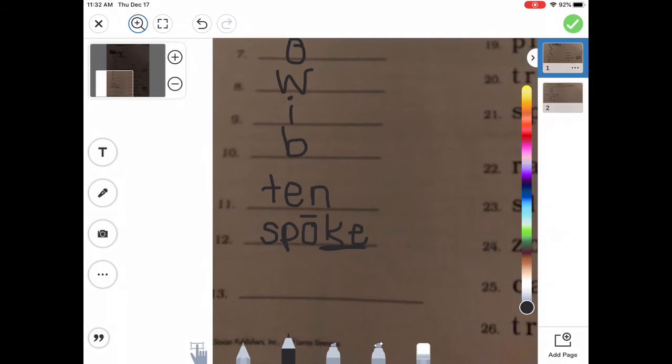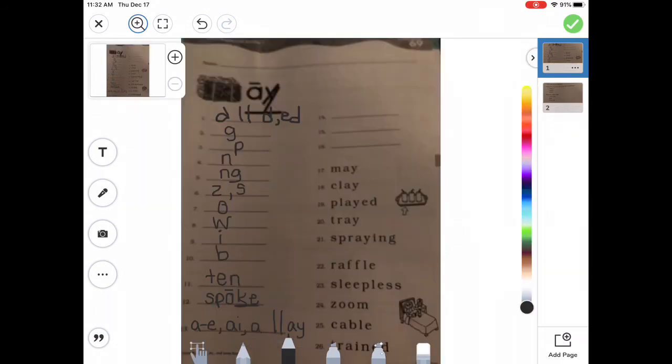All right, on number 13, we're going to write the ways that we can make the A sound, A. If I want to spell A, I can do A consonant E, comma, A-I, comma, and A. And then I also can do final A-Y. Remember, anytime you hear the A sound and it's the last sound in that word, we know it's going to be A-Y.